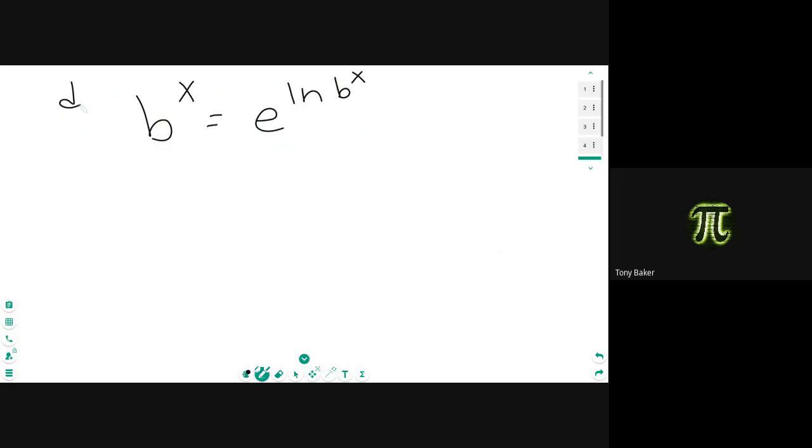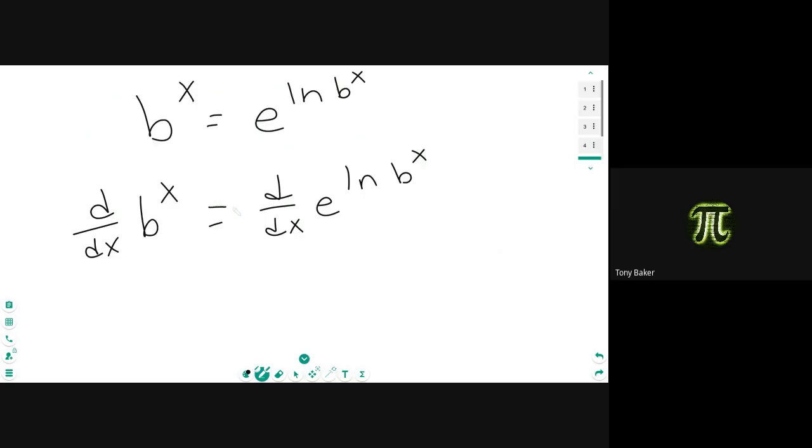So, what is the derivative of b to the x? I don't know yet. So, these two are the exact same thing. So let's do the derivative of e to the ln b of x, because they would be equal to each other.